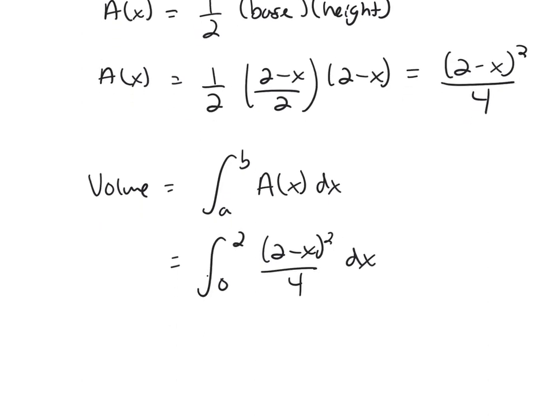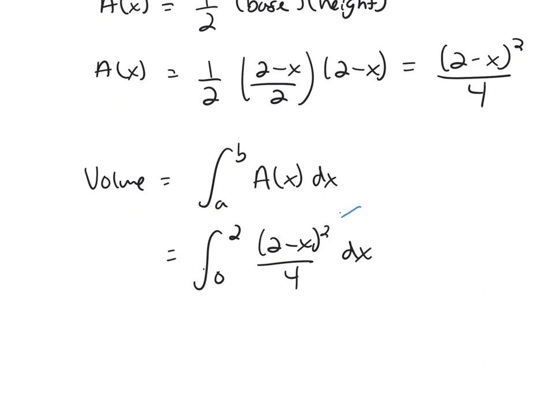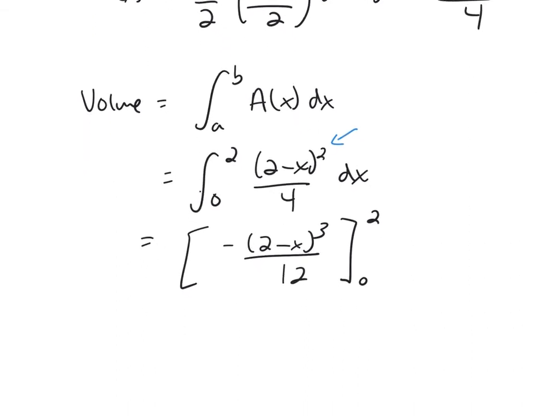So you're going to have to either FOIL the top out, or you can do u substitution here. If I do u substitution, I'll get a negative 2 minus x cubed over 12. Plug in 0 and 2. So if you plug in 2, you'll get 0 minus a negative, so it'll be positive 2 cubed over 12, 8 over 12, or 2/3.